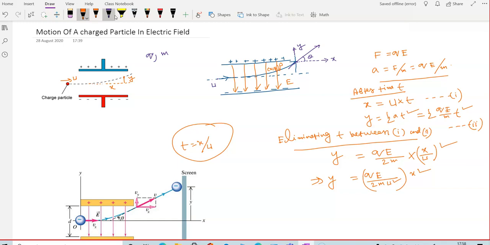So this path is obviously parabolic, since y is proportional to x square. So the path followed by the particle will be a parabola.